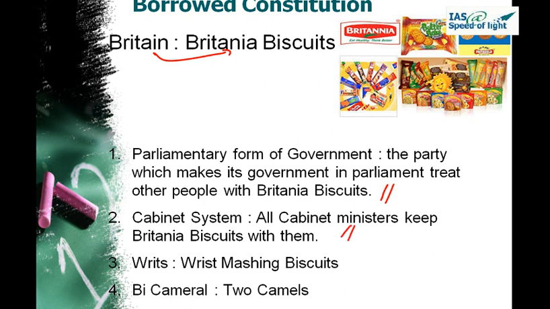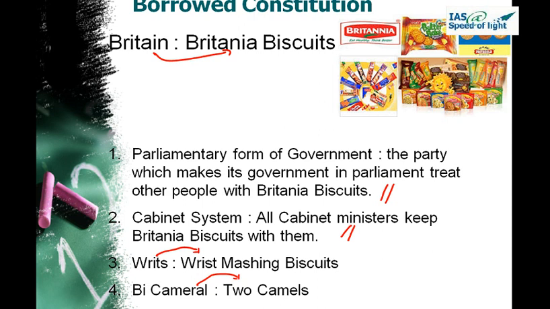Ritz. So from Ritz we get wrist. So you're using your wrist to mash all the Britannia biscuits. By camel, like two houses, so two camels, you are giving biscuits to two camels, okay, not to a single camel, you are making these two camels eat the Britannia biscuit.